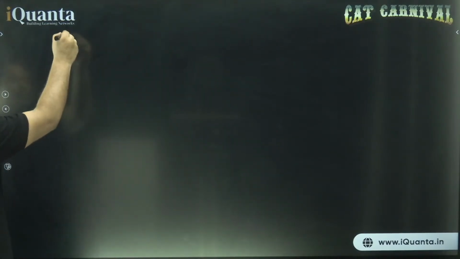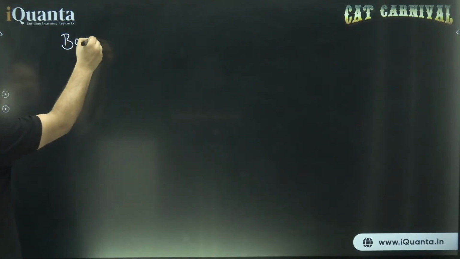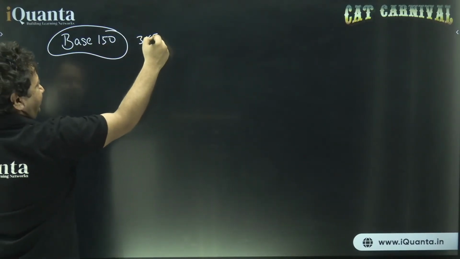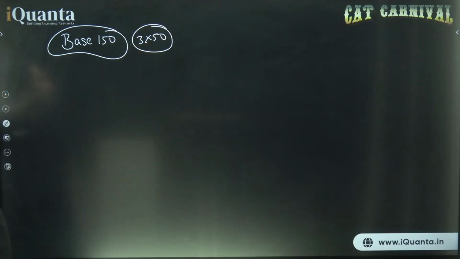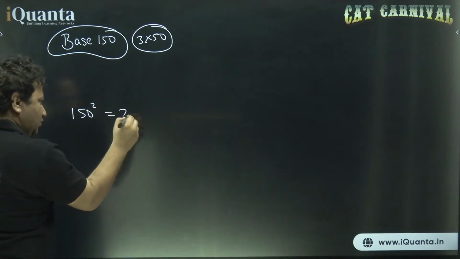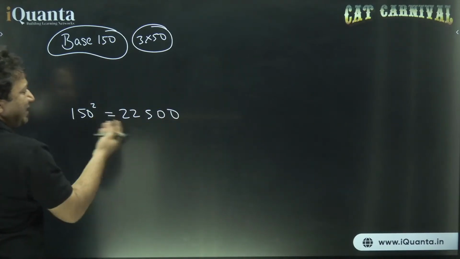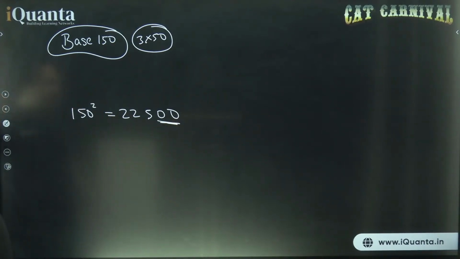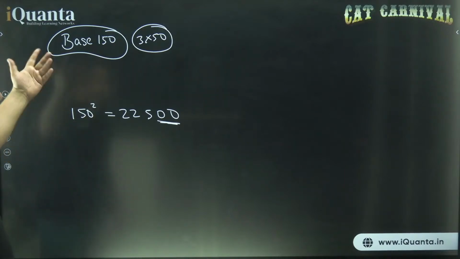Now you have to tell me what's going to happen if we talk about base 150. By the way, base 150 is the third multiple of 50. So we need to increase and decrease values by 3, right? The square of 150 is 22500. Now finding this square is simple, right? These two zeros are for the accommodation of the squares of the excesses or the deficits.